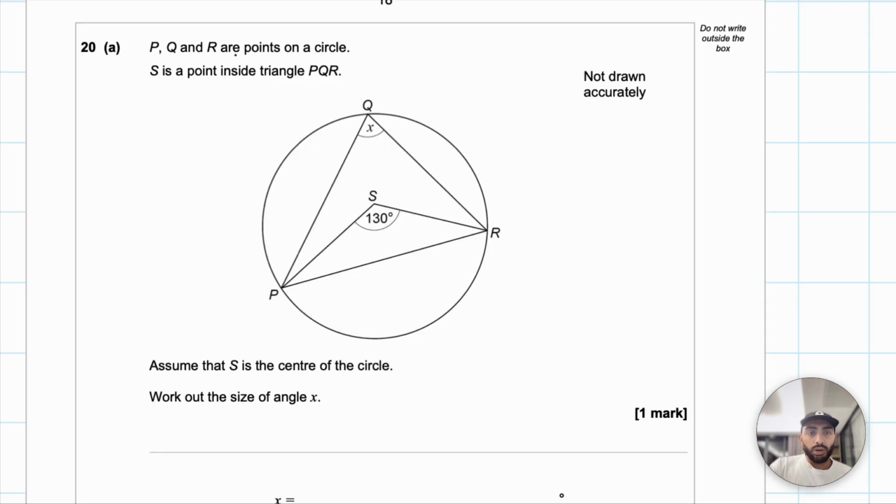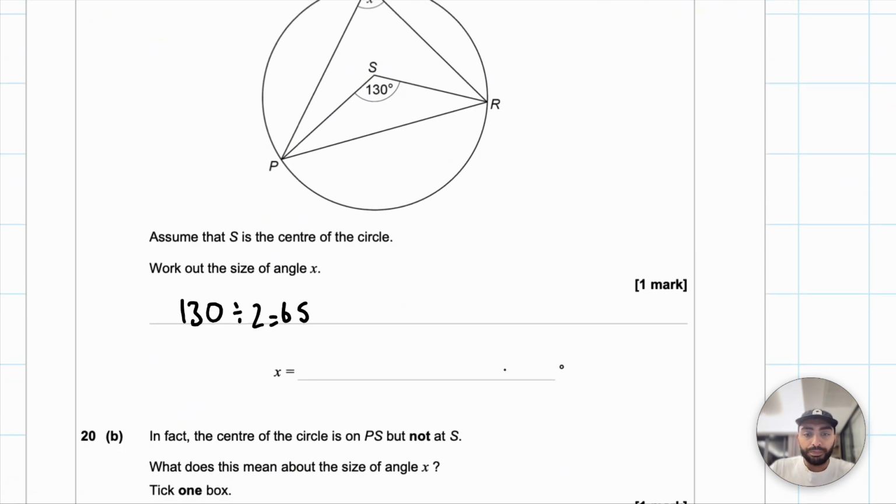Question 20, P, Q, and R are points on a circle, and S is a point inside triangle PQR. Assume that S is the center of the circle, and we need to work out the size of angle X. I can see that we're going to be using one of our circle theorems here, that angle at the center is twice angle at the circumference. The way that you can remember it is if you think about cities, the population at the center is going to be more than the population at the edge. So all we're doing is 130 divided by 2, which would give me 65 degrees.